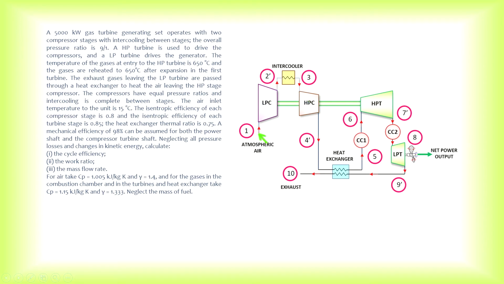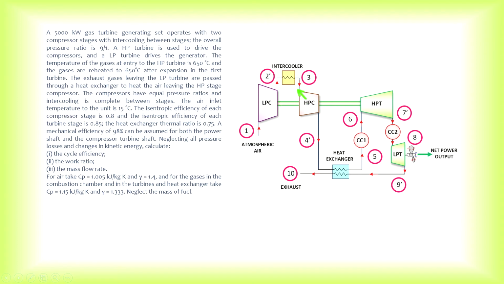So what happens is air goes into the low pressure compressor, where it undergoes isentropic compression. Then due to a certain amount of irreversibilities, you have 2 prime. Then it goes into the intercooler, where most of the waste heat will be rejected. So the temperature at state point 3 will be the same as the temperature at state point 1. That is the reason why we have an intercooler.